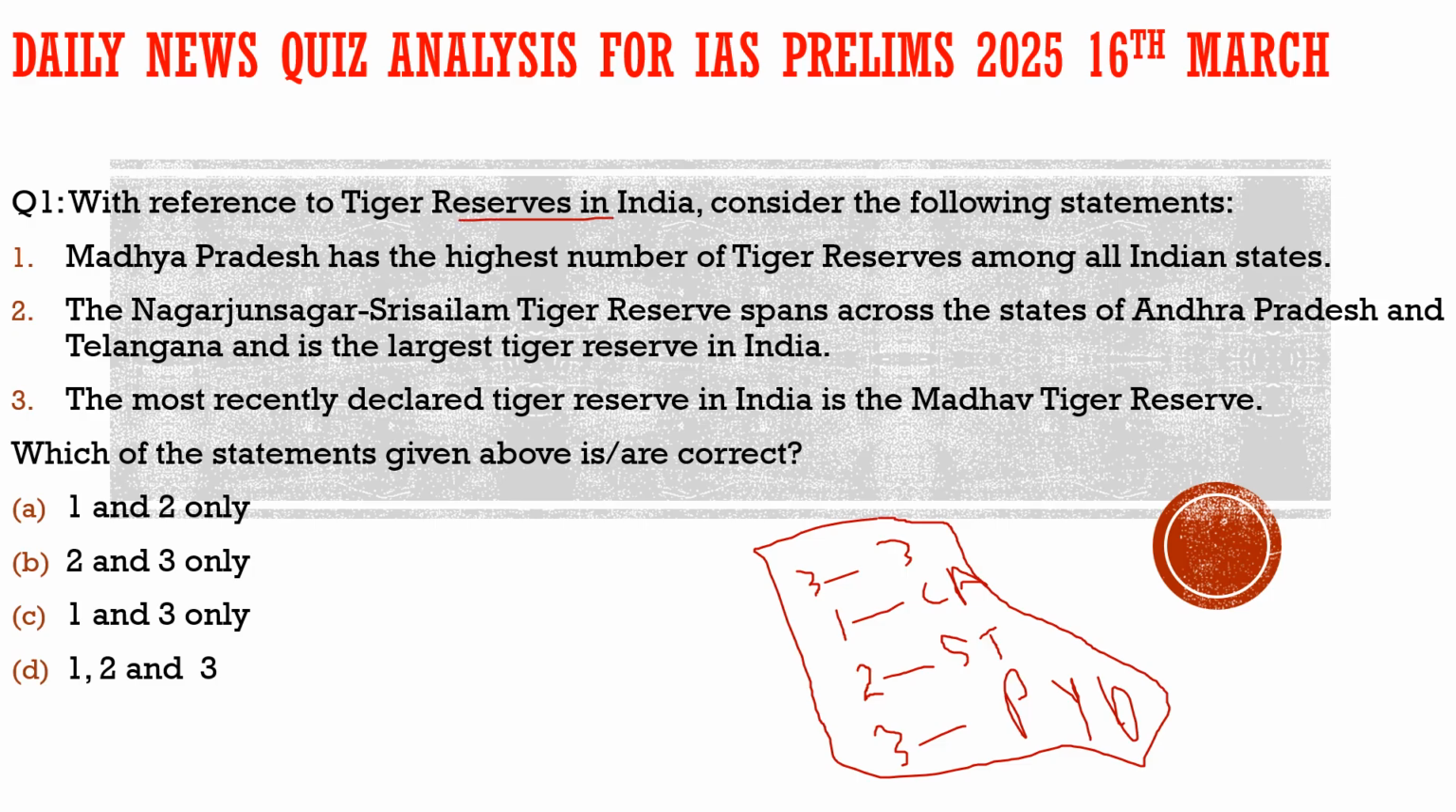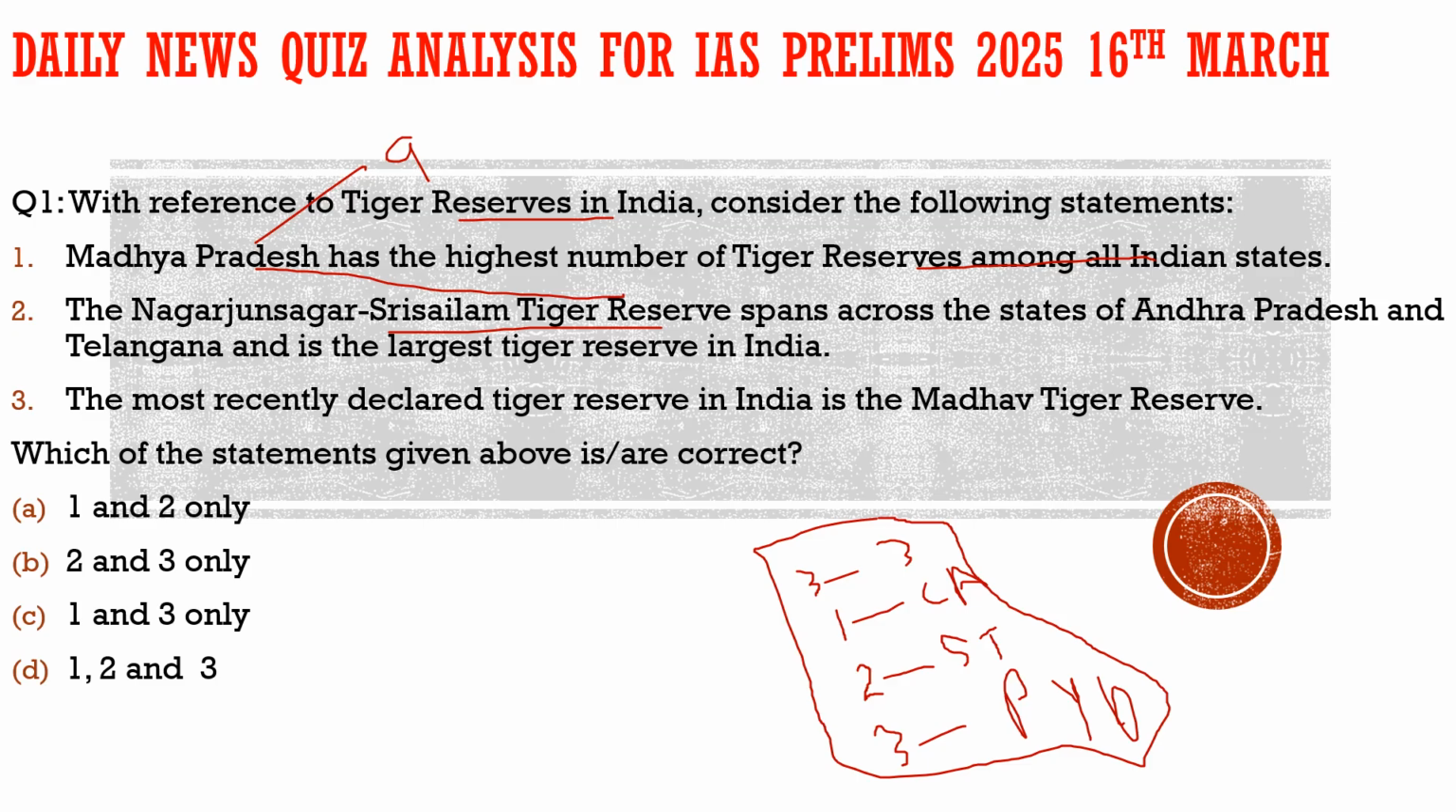First statement, Madhya Pradesh has the highest number of tiger reserves among all Indian states. 100% correct, and the number stands at 9 by the addition of the Madhav Tiger Reserve. So the first statement is correct. Second statement, it says Nagarjuna Sagar Srisailam Tiger Reserve spans across the states of Andhra Pradesh and Telangana and is the longest tiger reserve in India.